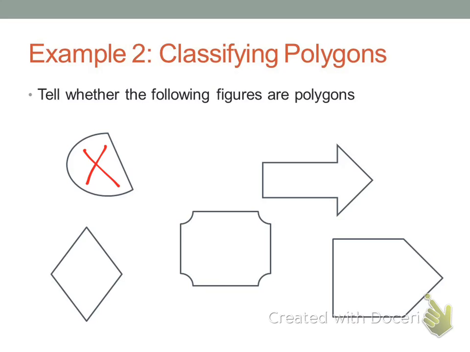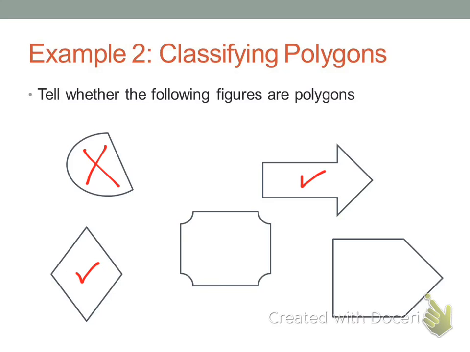What about the arrow? Is that one? Yes, it is. What type of polygon is it? How many sides does it have? 5, 6, 7. 7, so it's a heptagon. Very good. What about bottom left, the diamond? Of course it is. It's a polygon. And what type of polygon? Quadrilateral. More specifically, what type of quadrilateral? It is a rhombus. You wouldn't necessarily know that without knowing that the sides are congruent, but it does look like all the sides are congruent.